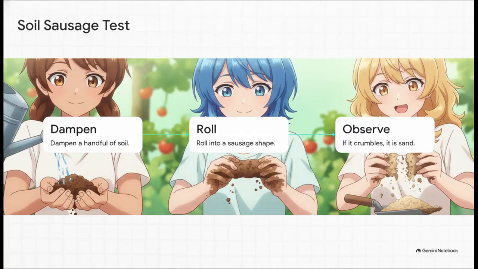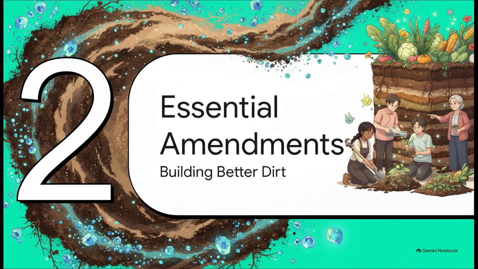Now, if you aren't absolutely sure what type of soil you're working with, try this simple DIY sausage test at home to instantly figure out its texture. Just dampen a handful of your soil, roll it into a sausage shape in your hands, and give it a gentle squeeze. If it just crumbles into individual grains instead of holding its shape, well, congratulations, you're officially dealing with sand.